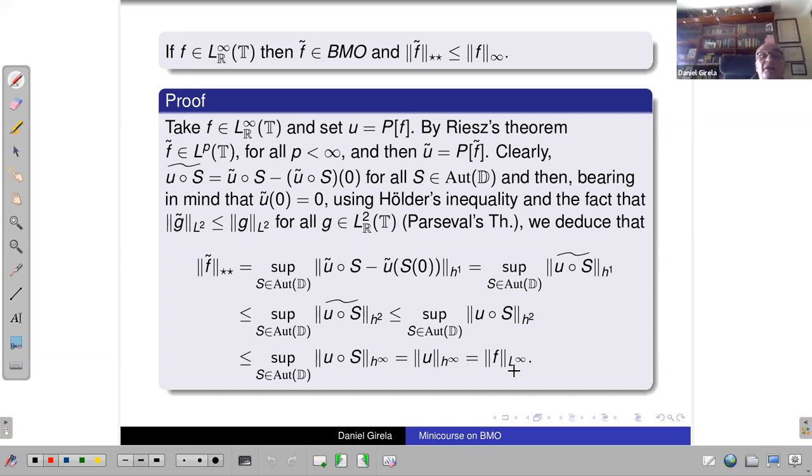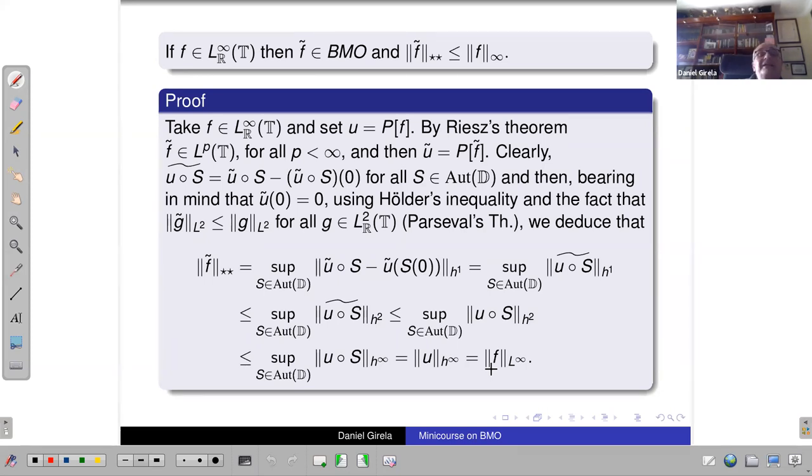So in this way, we get quickly that if f is a function in L infinity, then the conjugate function is in BMO. And of course, we get this inequality, that the f double star norm of f tilde is bounded by the L infinity norm. Well, this gives an answer to the first of the two theorems that I said were known for p less than infinity, but didn't remain true for p equal infinity.